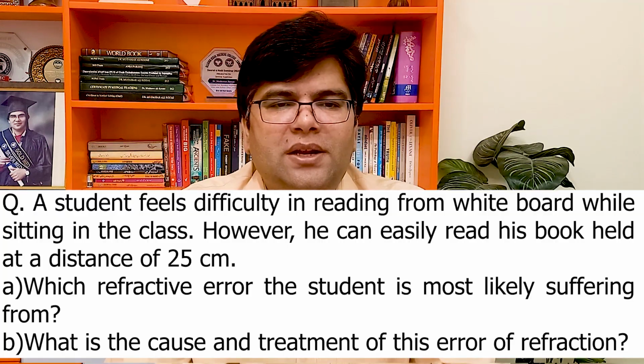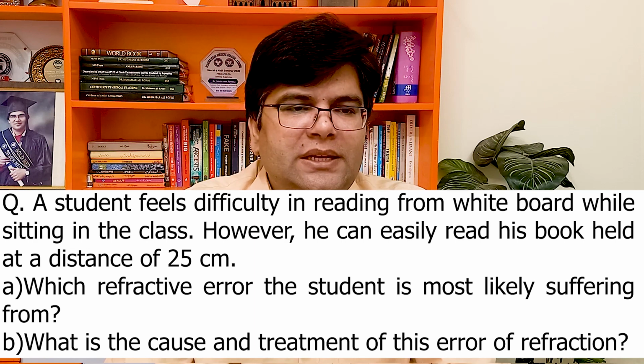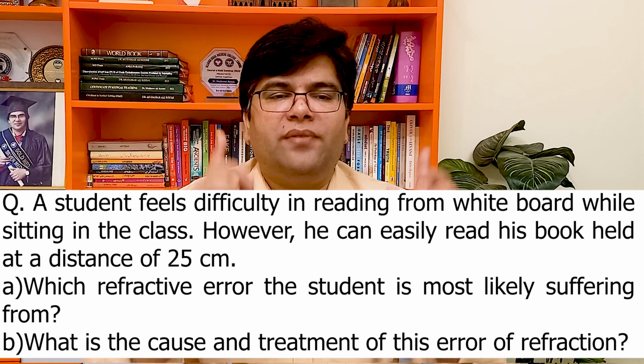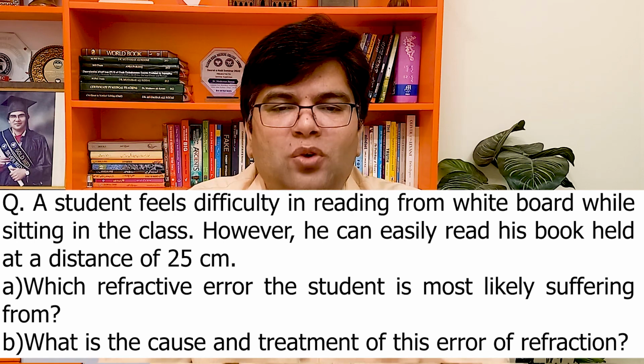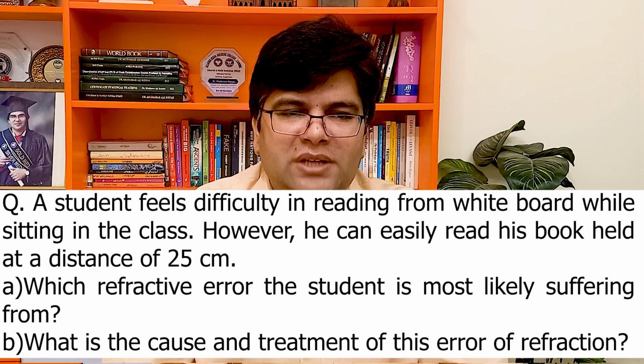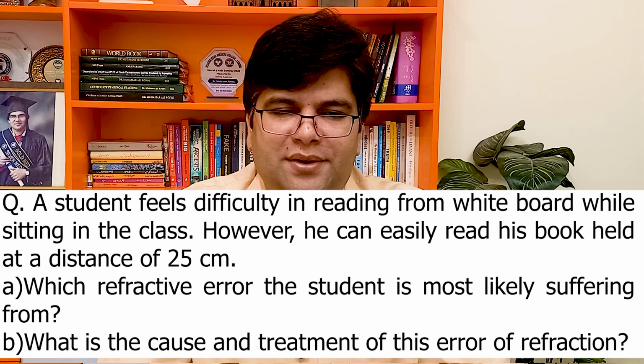A student feels difficulty in reading from the whiteboard while sitting in the class. However, he can easily read his book held at a distance of 25 centimeters. Which refractive error is the student most likely suffering from? This is myopia, also called short-sightedness. What is the cause and treatment of this refractive error?